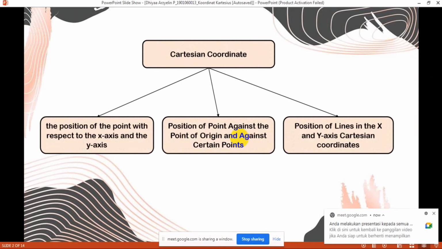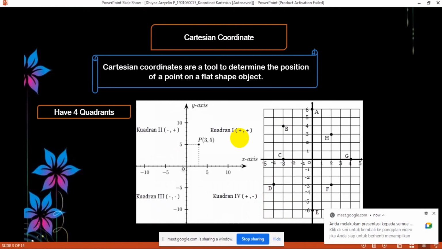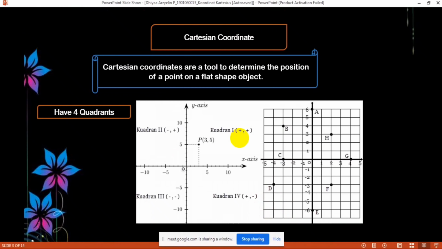In this time, we will talk about the position of the point with respect to the x-axis and the y-axis, position of point against point of origin and against certain points, position of lines in the x and y-axis, Cartesian coordinates. For the first, Cartesian coordinates are a tool to determine the position of a point on a flat-shaped object. Cartesian coordinates have two axes. They are x-axis and y-axis.